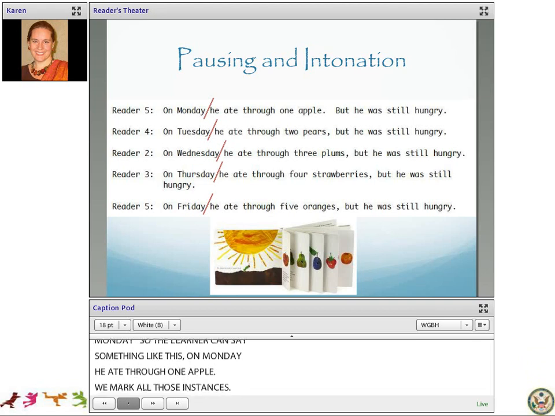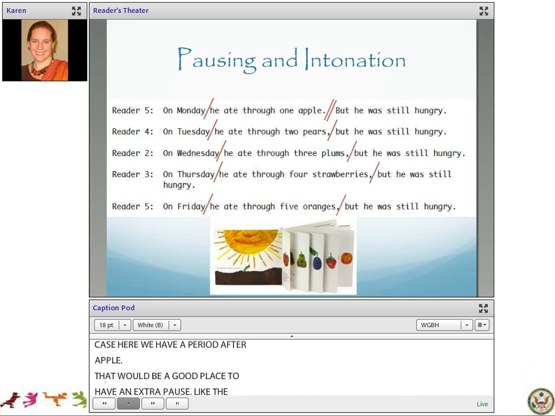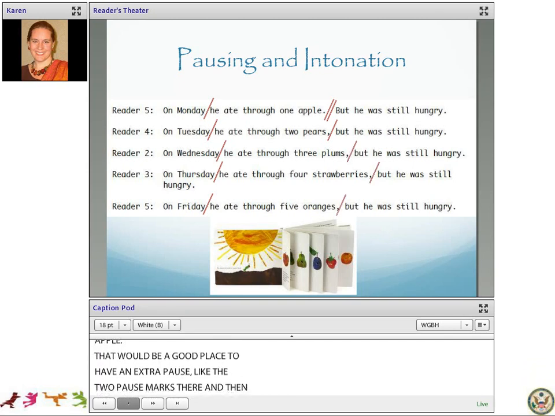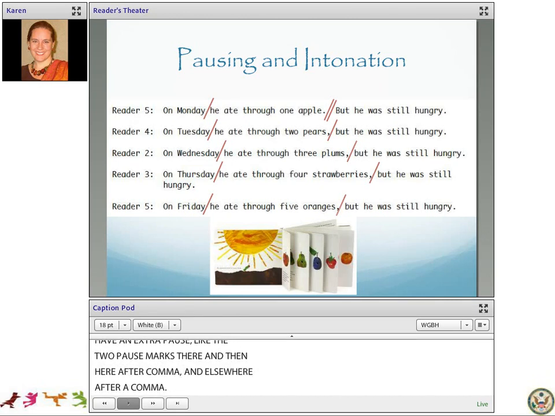Okay. Another good place to pause, in addition to after a prepositional phrase, would be at the end of a whole phrase, which would be where you might find a comma. Here in this case, here we have a period after apple. That would be a good place to have an extra pause. So I put 2 pause marks there. And then here after a comma, and elsewhere after a comma. Okay, so these are places to pause. And this is what you would do with your learners in class on a particular follow-up day after you've done a read-through of the story. They know the story.